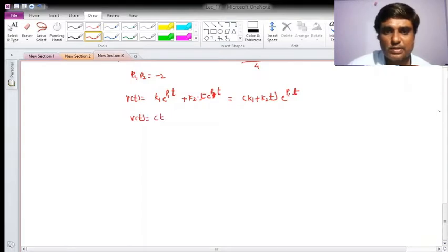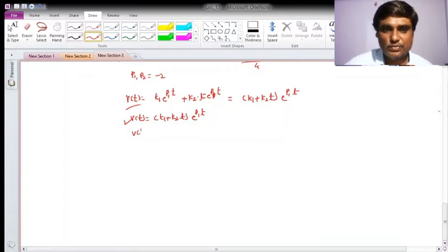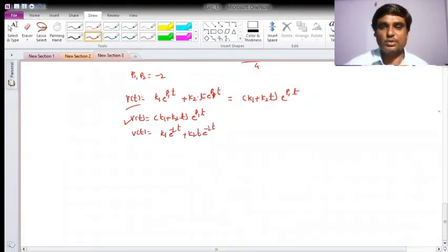Again, in order to get k1 and k2, I need to find them out. You can consider this or this, whichever you want. Let me write p1,2, which is minus 2, right? So V of t will be k1 e raised to minus 2t plus k2 t e raised to minus 2t. Now to find k1 and k2, use the initial conditions. So for that, what will be V of 0 positive?